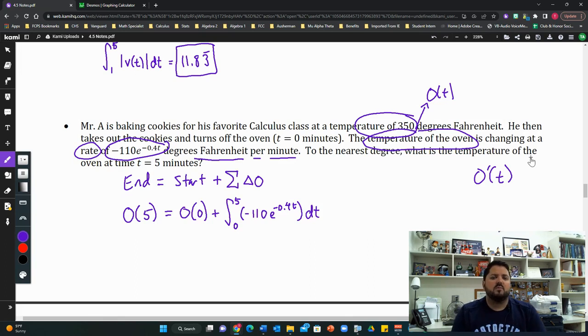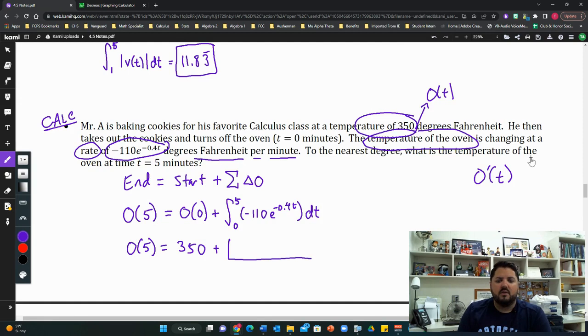Because of that, this one has to be done with the calculator, okay? So let's pop over to the calculator. Actually, let's go ahead and set this up first. We are told that at the beginning, my starting temperature was 350, and then I'm going to calculate what this total amount of change is going to be, and then we can find our total.